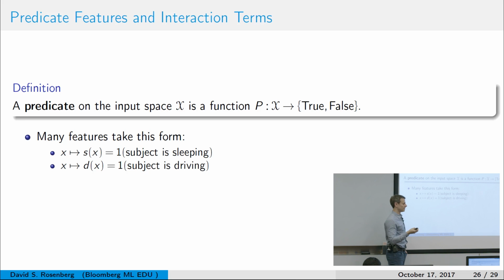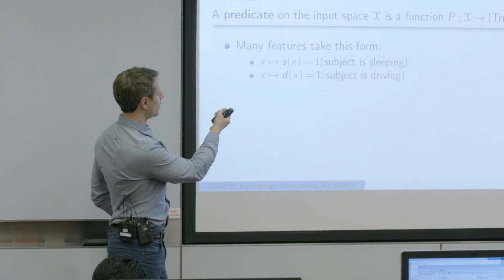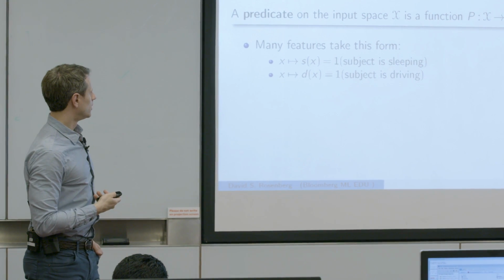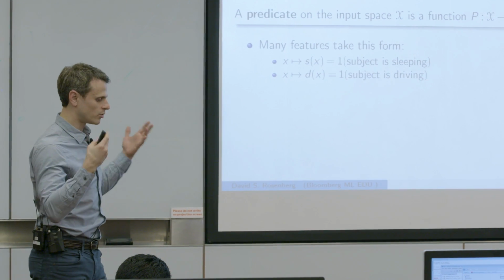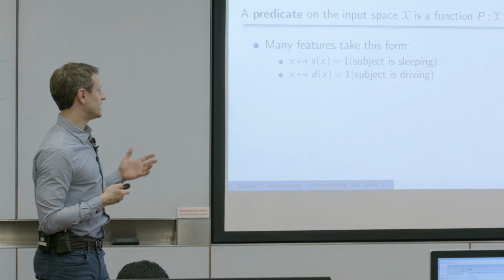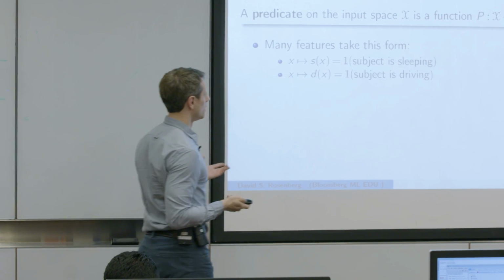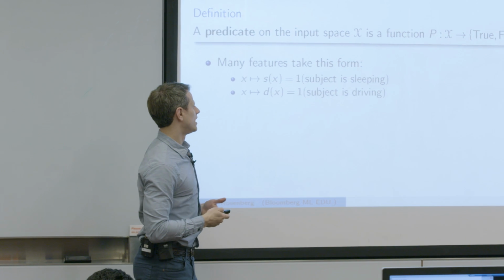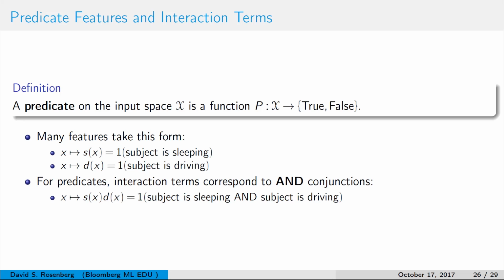This could be like someone's videoing a car going by. Another feature, is the subject driving, yes or no? So these are predicates because they're answering some question about the input. And then an interaction of predicates would be subject is sleeping and subject is driving. It turns out that you can represent that by multiplying these two features together. So if you multiply these indicator functions, that's the same as the conjunction of the statements.